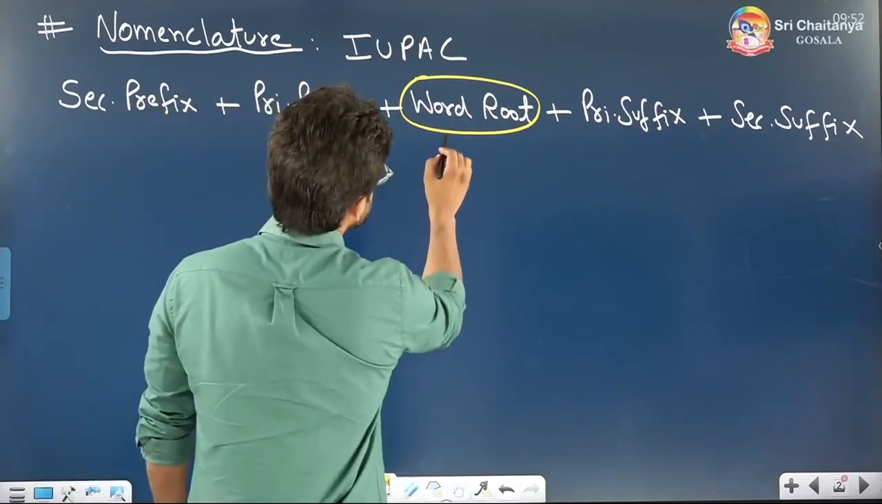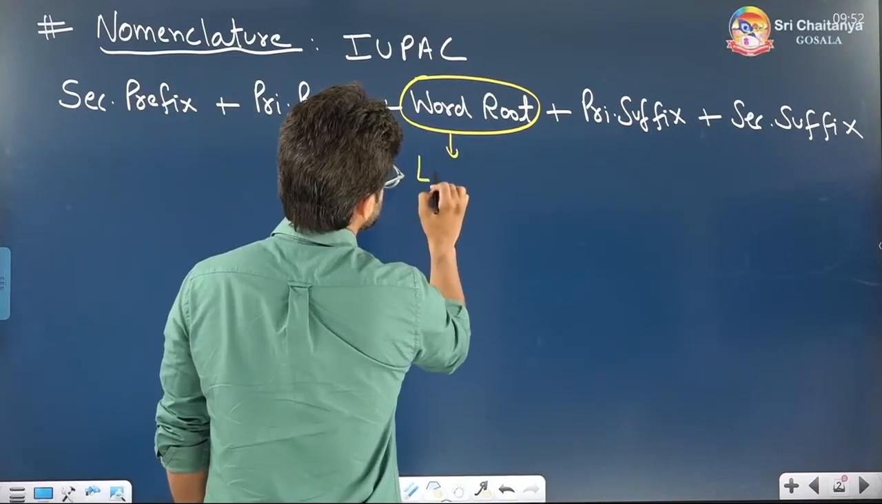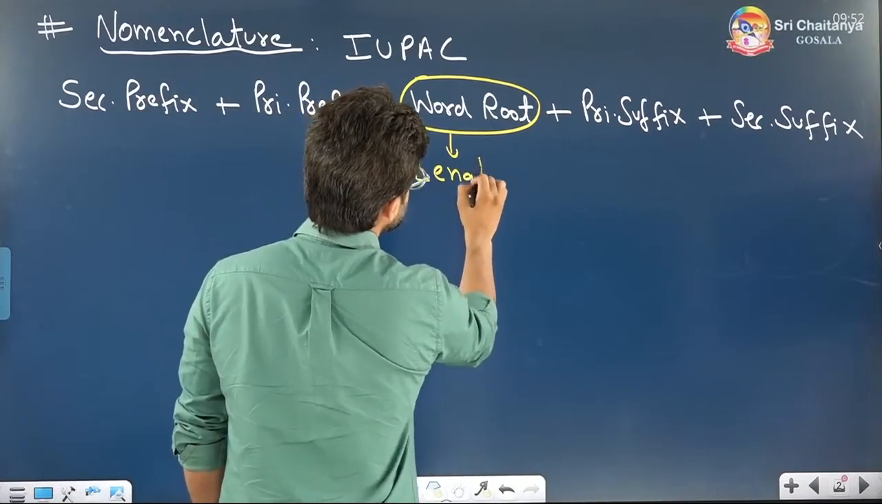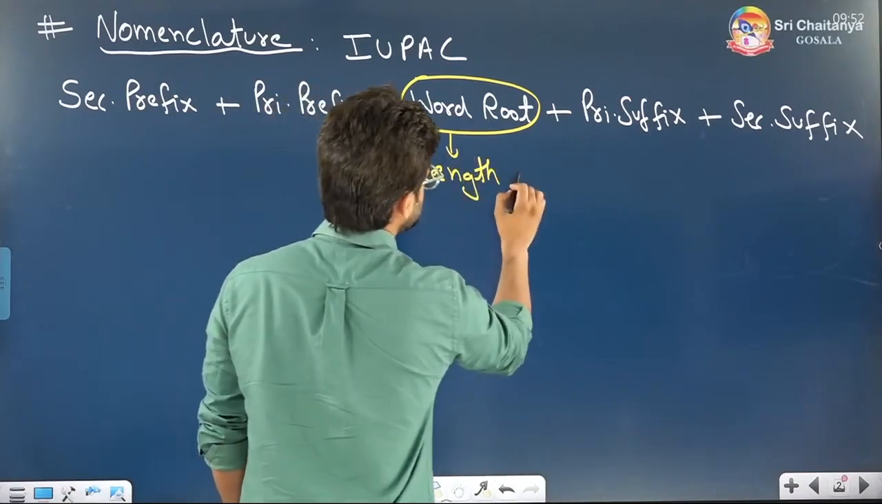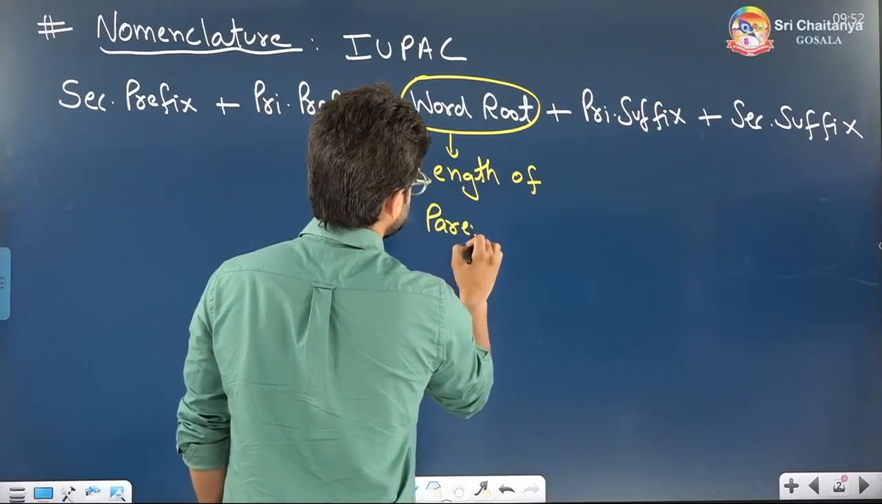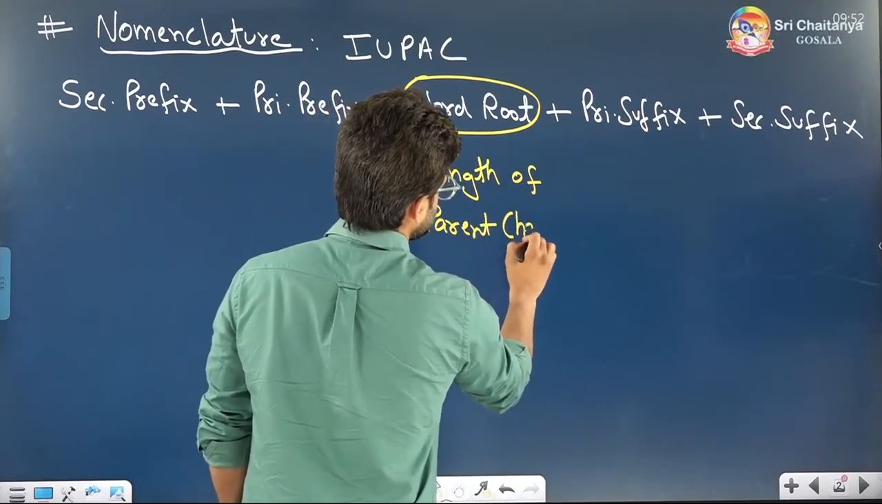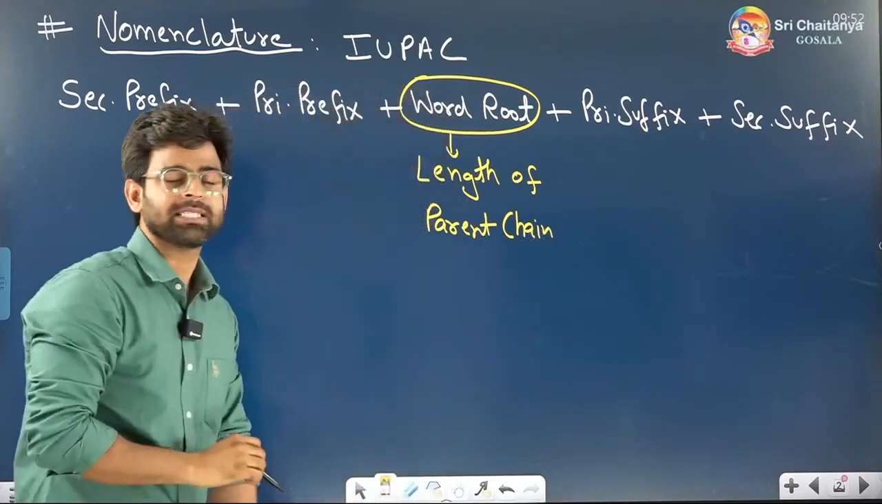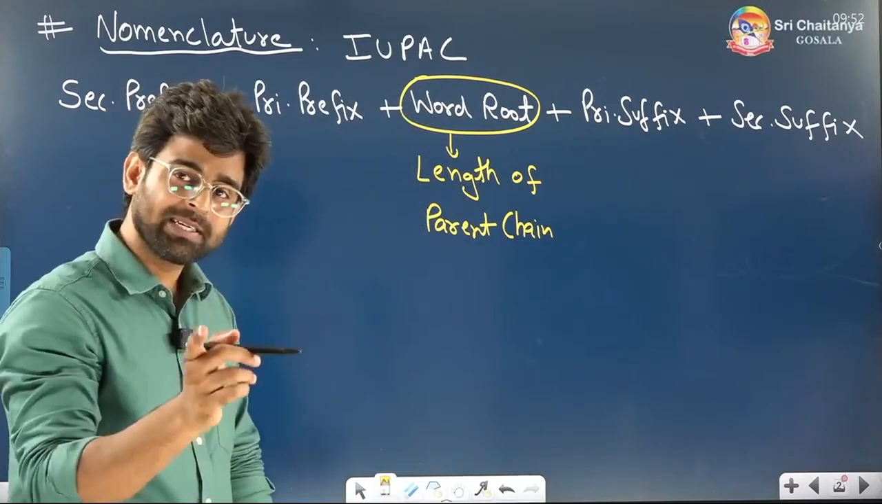It will tell us the length of the main chain. What is the meaning? What is the purpose of the word root? It will tell us the length of the parent chain. You will understand when I take an example.